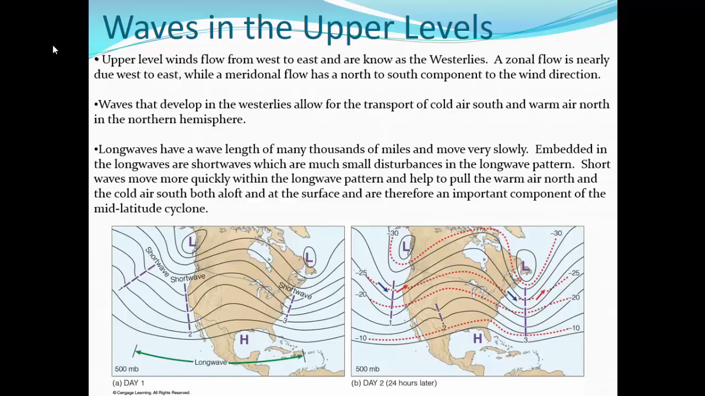And then on the exit region of the trough, the southerly flow is going to push that warm air to the north. And that is how we get the cold air and warm air advection in the upper levels, forcing the cold air and warm air advection at the surface.